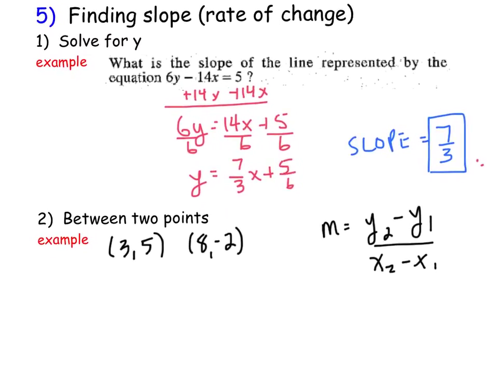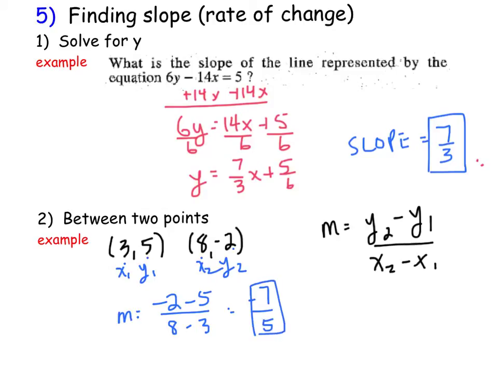If a question asks you to find the slope between 2 points, there's a simple formula for that. You guys have seen it, I'm sure. It's y2 minus y1 over x2 minus x1. So in this particular question, if I call this x1 y1 and this x2 y2, it's simply negative 2 minus 5. So m equals negative 2 minus 5 over 8 minus 3. And it's just making sure you follow the formula correctly. So in this case, I get negative 7/5, and that would be the slope there.